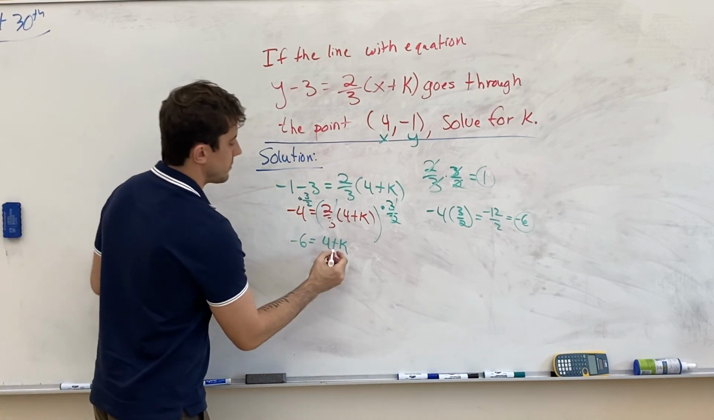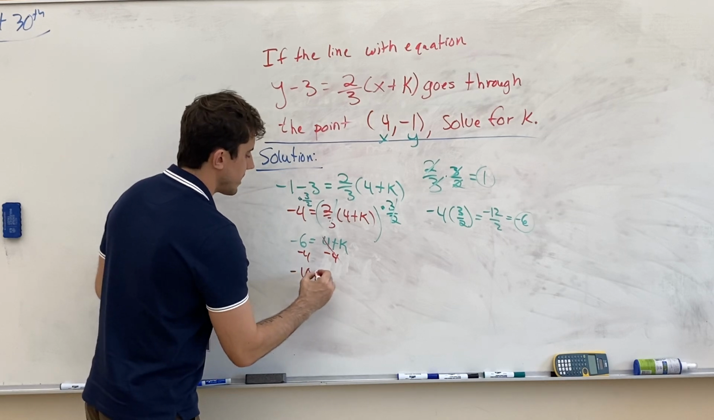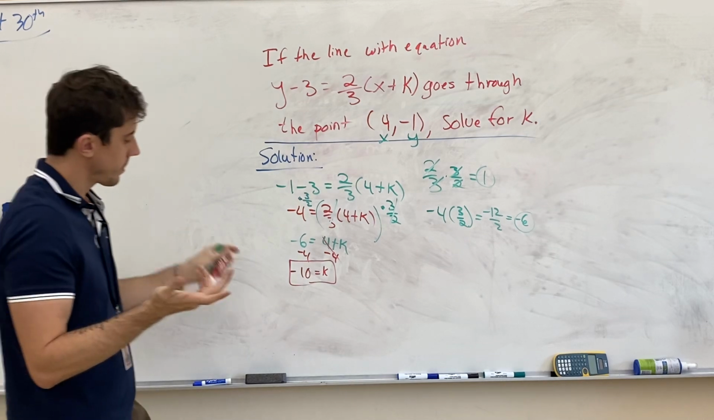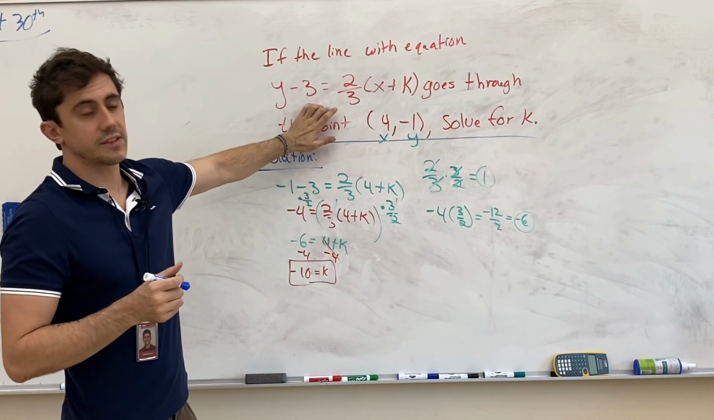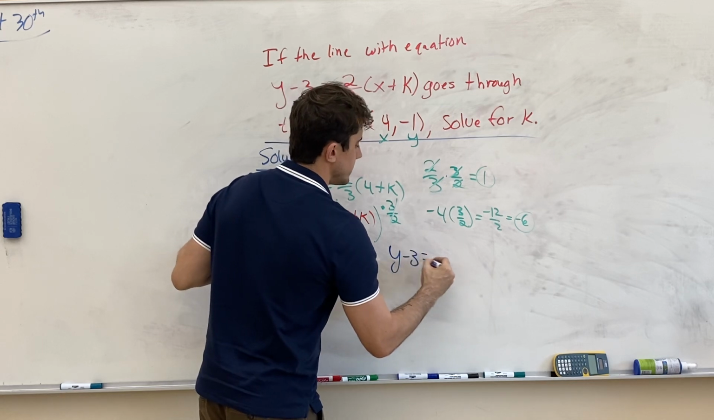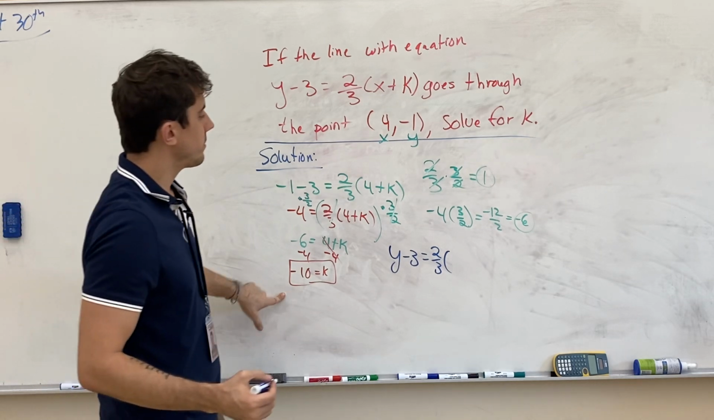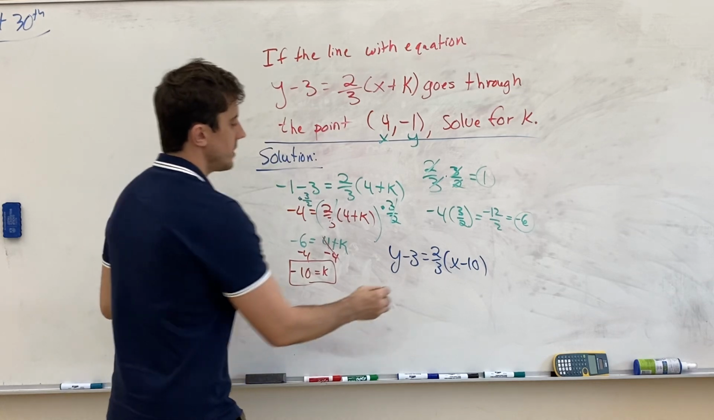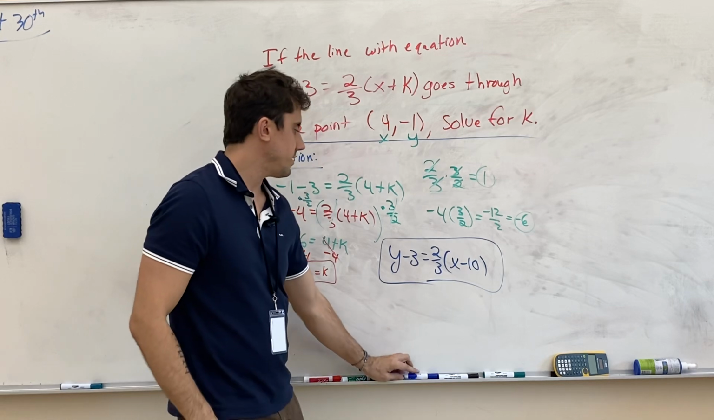We want to get k by itself, so let's get rid of the +4, subtract 4, do the same thing on both sides, and we find that -10 is equal to k. And we're done. So, if we did want to find the full equation of the line we were given at the start, we can now say that the equation of this line is actually y minus 3 is equal to 2 over 3 times x minus 10, since k is -10 as we found. And that is the equation of a line in point-slope form.